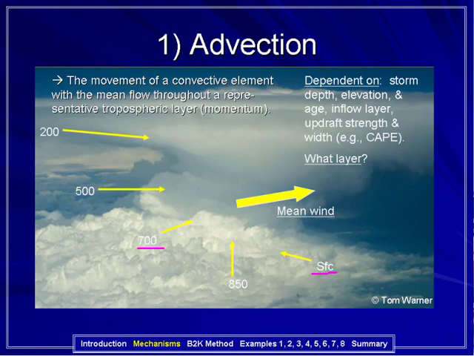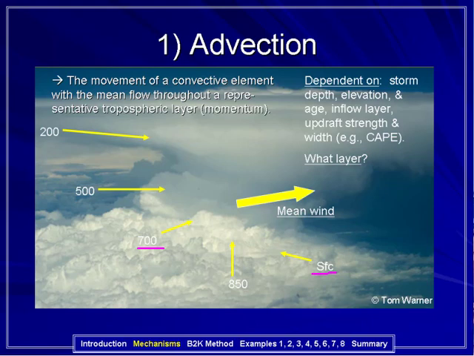And the reason this is so important is because you can have very large errors in your storm motion forecast if you use the incorrect mean wind layer or mean wind depth. For example, if you have elevated storms and you use a surface-based mean wind, let's say surface to 6 kilometers, you could have as much as a 20-knot error in your storm motion forecast.